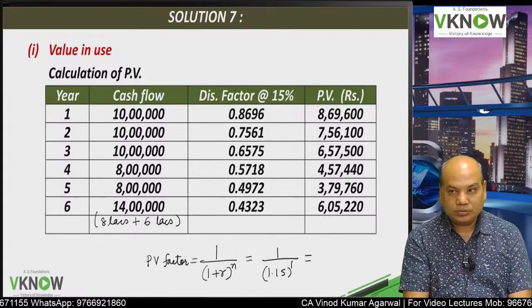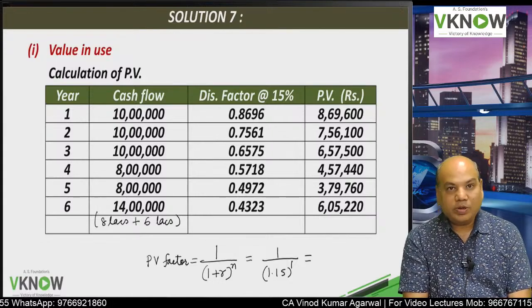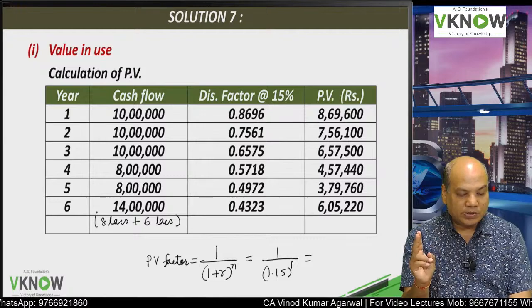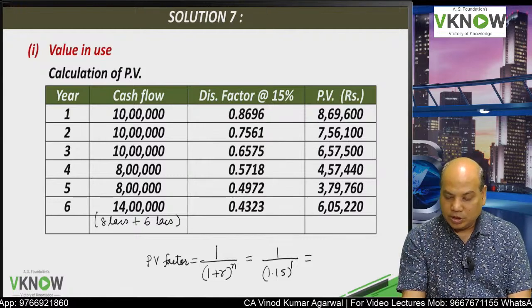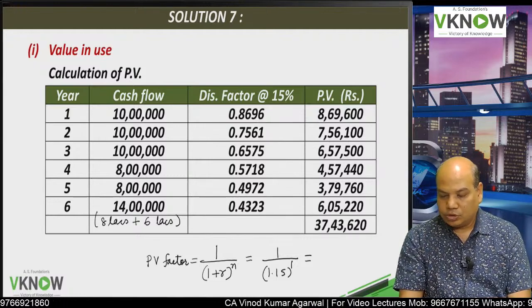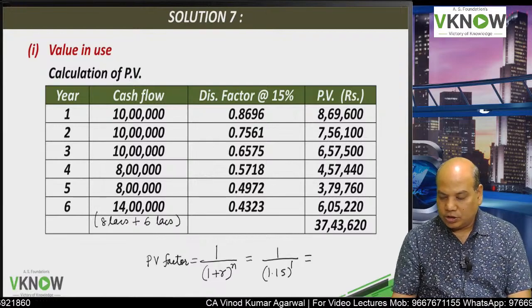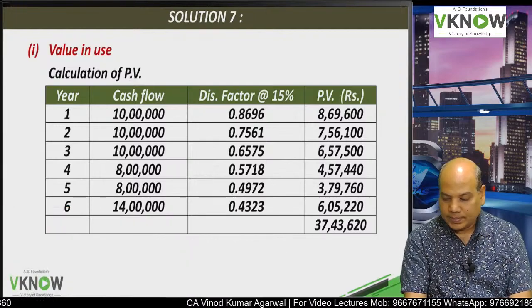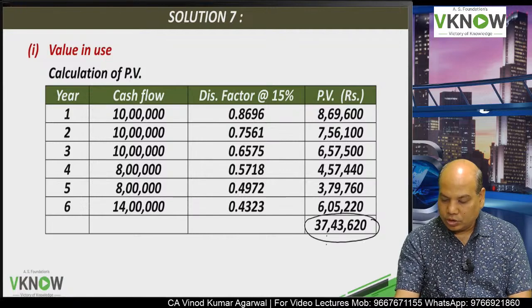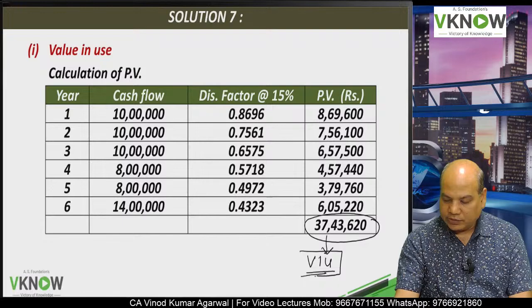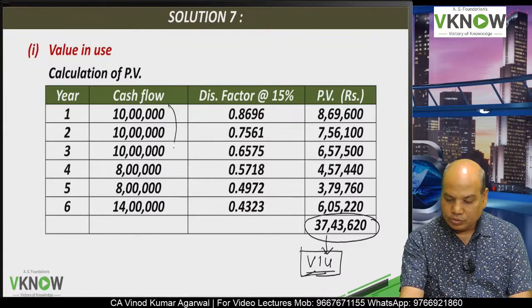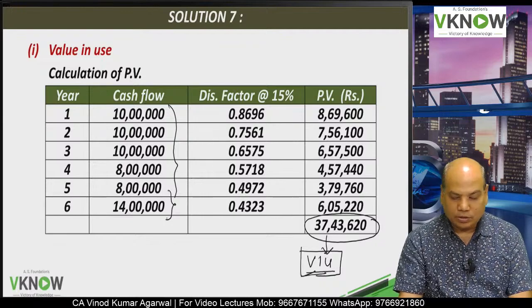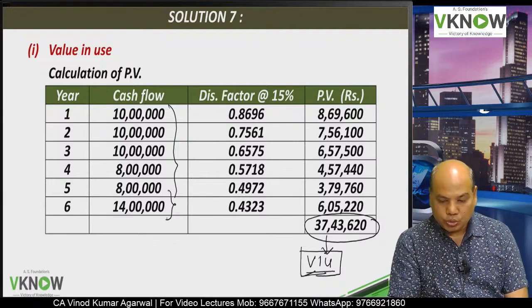What is the total? Memory recall. If you have used the memory plus function, memory recall, and your total is 37,43,620. This is called value in use, present value of future cash flow and also the salvage value, value in use.